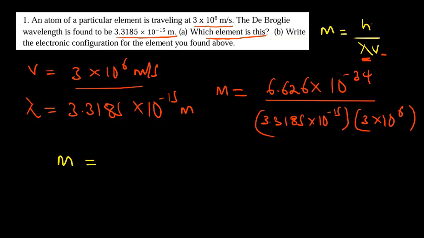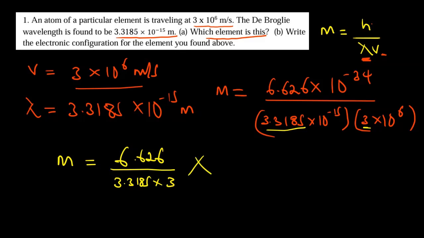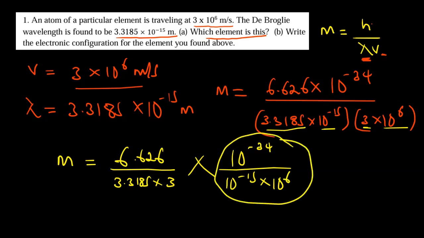So I'm going to say this is the same as 6.626 divided by 3.3185 multiplied by the 3, and then times the numbers that have 10 to the power something. So I have 10 to the power minus 34 divided by 10 to the power minus 15 multiplied by 10 to the power 6. And then you can easily evaluate this by just using the exponentials.